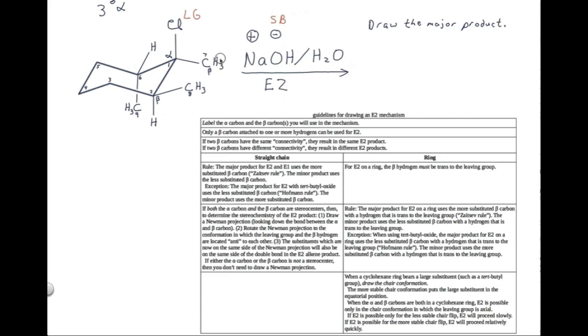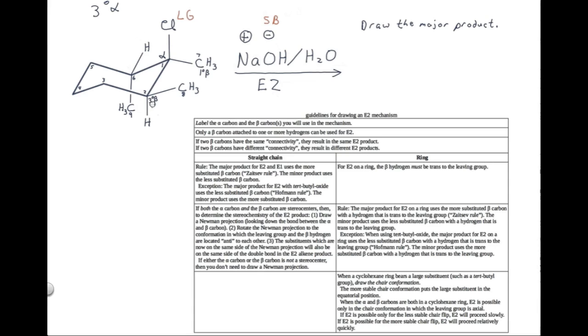So how can we choose? How can we choose between using beta carbon 2 and beta carbon 7? Well, now we have to remember that we were asked for the major product, and now this guideline kicks in. Remember that the major product should use the more substituted beta carbon. So let's see which is the more substituted beta carbon. Well, carbon 2 is a tertiary beta carbon.